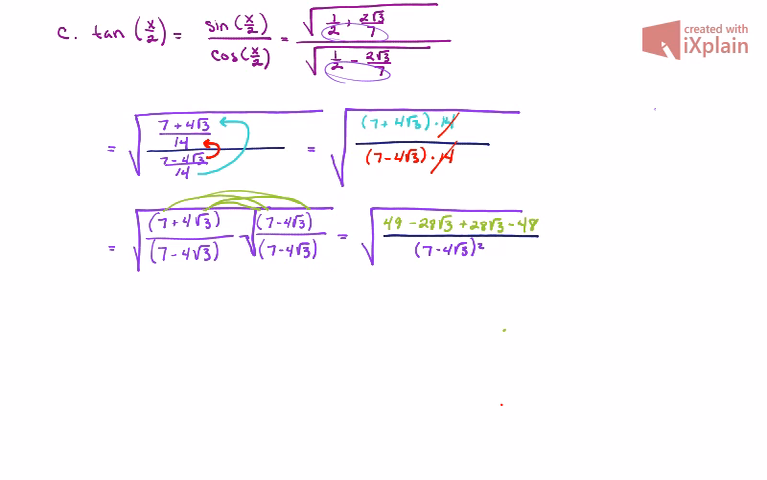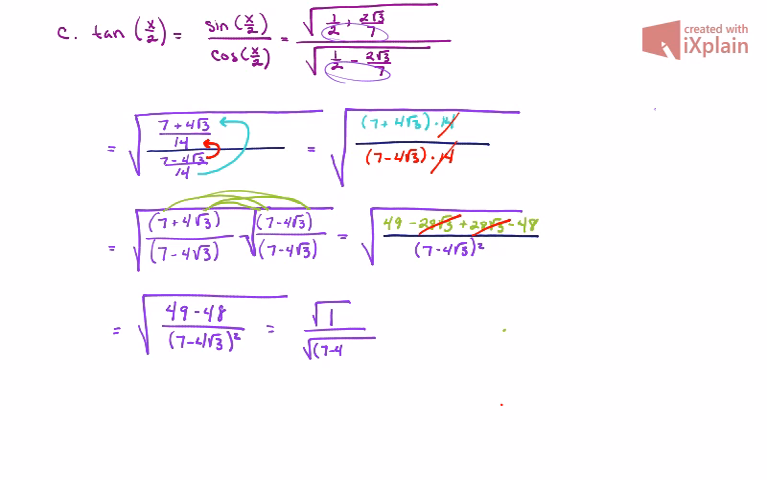So notice what happens here. The negative 28 root 3 will cancel with the positive 28 root 3. And this will give me 49 minus 48 all over 7 minus 4 root 3 squared. Let me just break this up. So this is going to give me the square root of 1 over the square root of 7 minus 4 root 3 squared. Square root of 1 is just 1. And the square here and the square root are going to cancel each other out. So this gives me 7 minus 4 root 3.